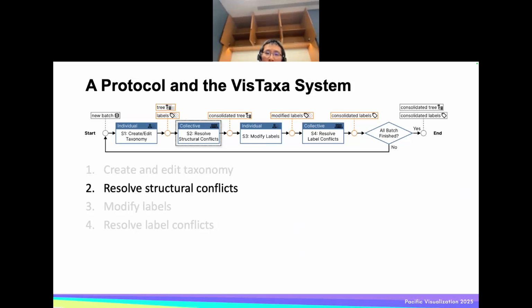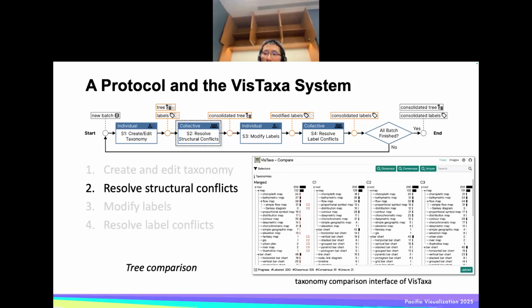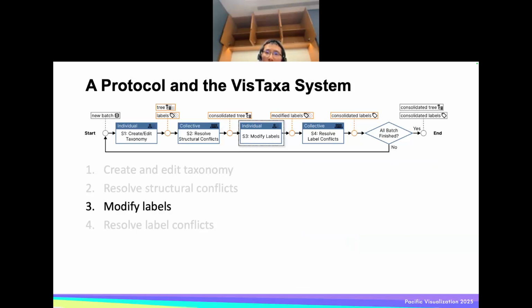For the second step, all coders collectively discuss their disagreements on the taxonomy tree, naming of taxa, and definition of the taxa. The VizTaxa taxonomy comparison interface is used for this tree comparison task, where the coders' taxonomy trees are juxtaposed and a merged taxonomy tree highlights the discrepancies.